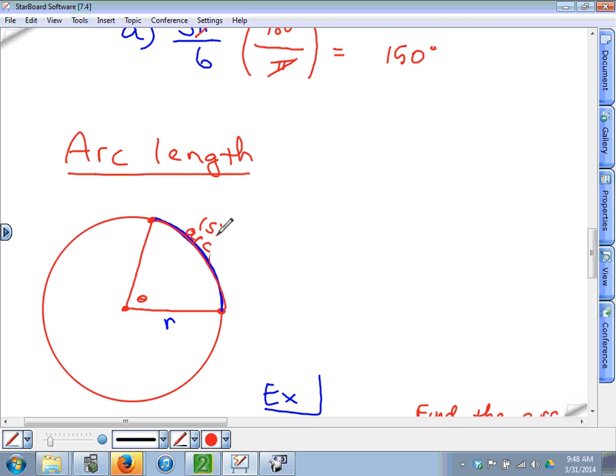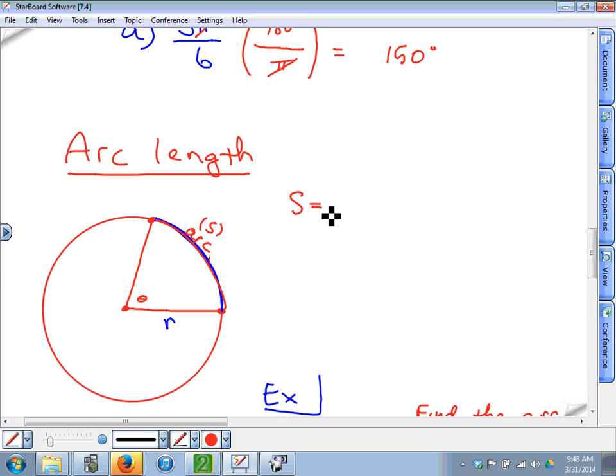Okay? And arc length is an actual distance. For example, if we were able to stand on this circle and walk from this point to that point, how far would we have walked? That's the arc length. It's not how many degrees around the circle we went. That's the arc measure. It's how far we actually walked. That's arc length. Here's the formula. It's a pretty easy formula.